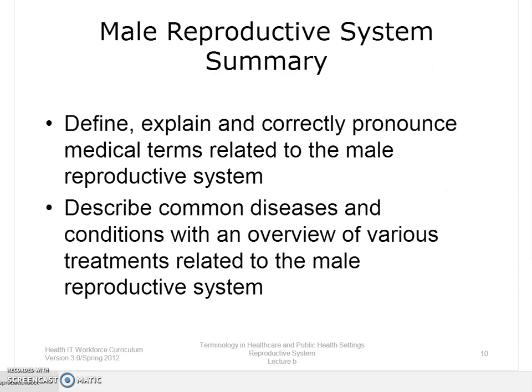In summary, we defined, explained, and correctly pronounced medical terms related to the female and male reproductive systems. We described common diseases and conditions with an overview of various treatments related to the male and female reproductive systems.